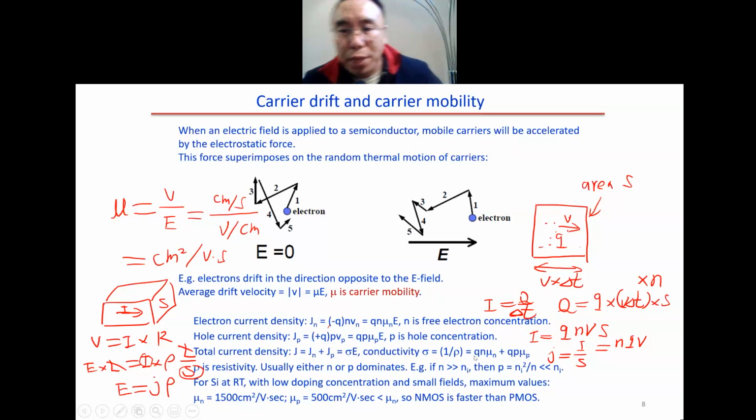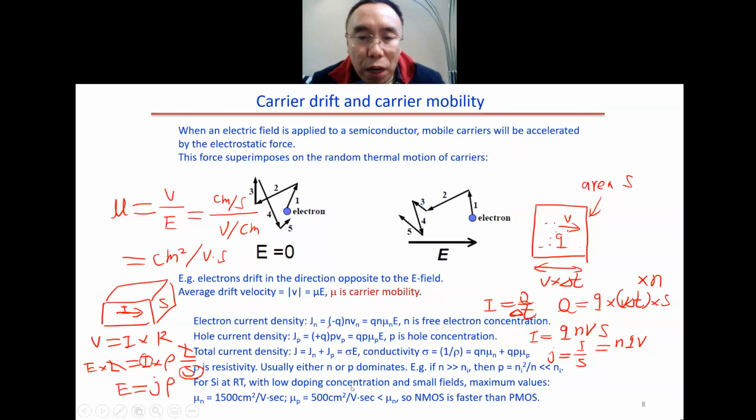So when we know the dopant concentration, we can figure out the conductivity of the semiconductor materials. For the case of low doping concentration and small field, the mobility for electrons is 1500, and for holes it is 500. But this is for the small field and the small doping concentration.